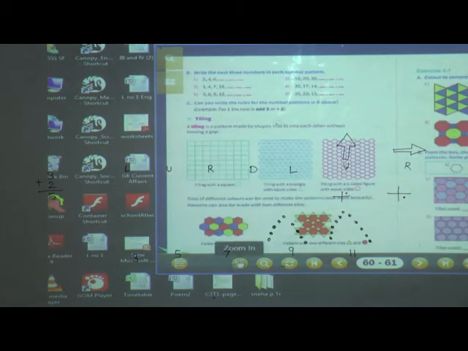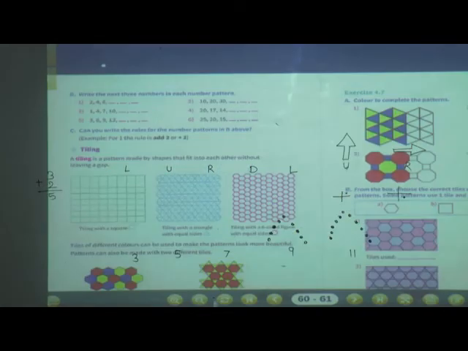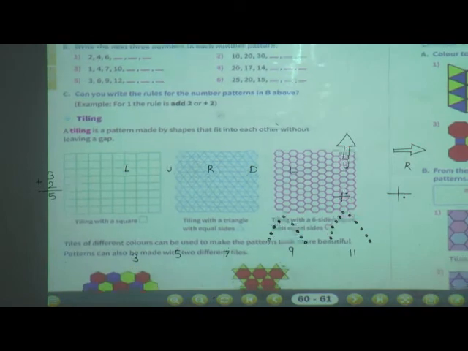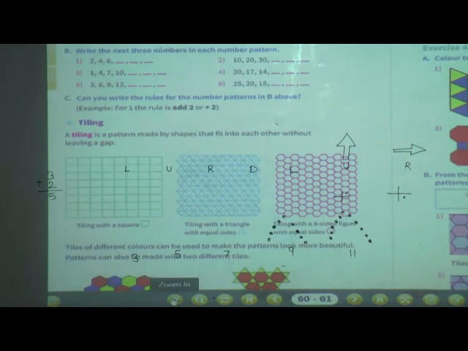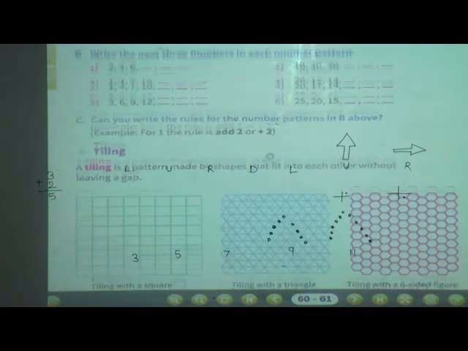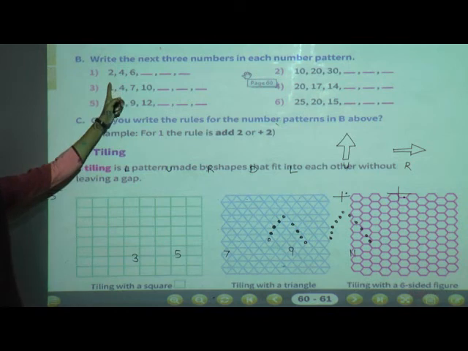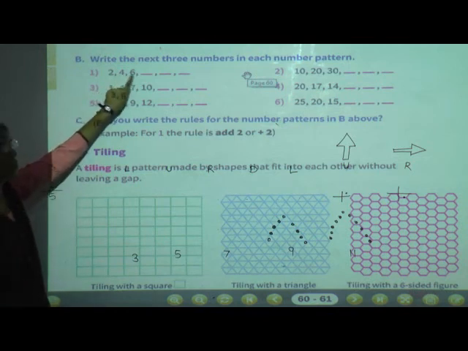The question is: write the next numbers in each number pattern. Now here a number pattern is given. See carefully. We have to complete the next numbers in the given number pattern. Now see this first one: 2, 4, 6. The numbers are 2, 4, 6.